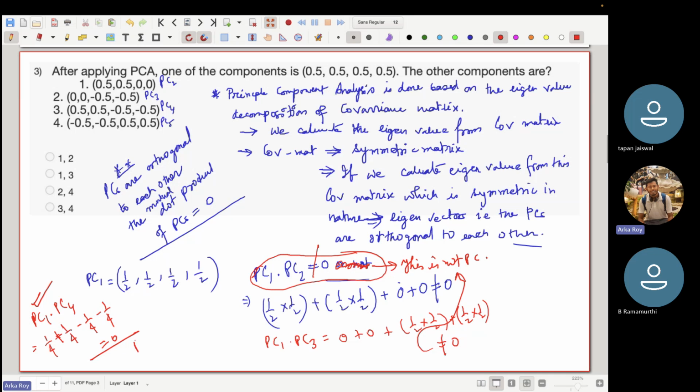And for PC1 dot PC5, over there as well, you can see minus 1 upon 4, minus 1 upon 4, plus 1 upon 4, and plus 1 upon 4. So which is basically again 0. So this option is also correct. So we can see that options 3 and 4 are correct. So based on this, we can take the correct answer as 3, 4.